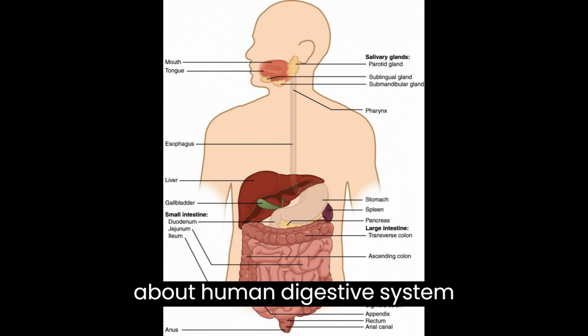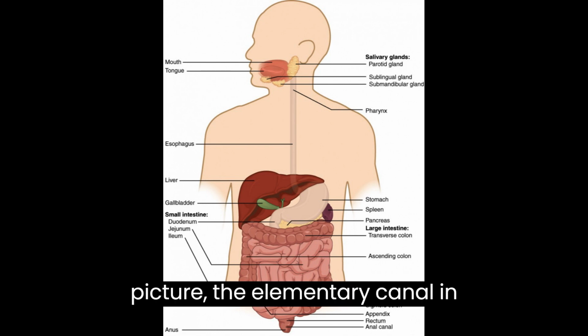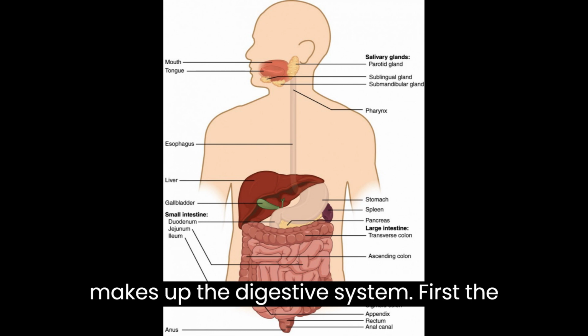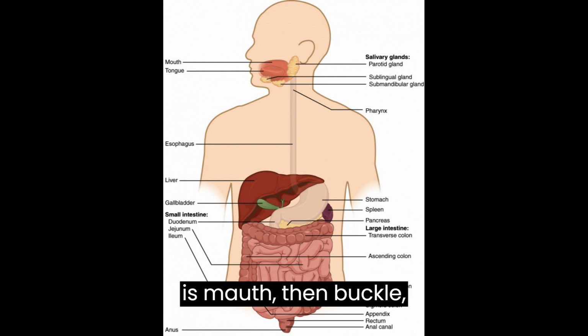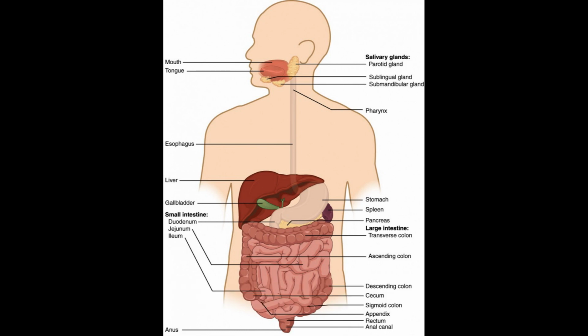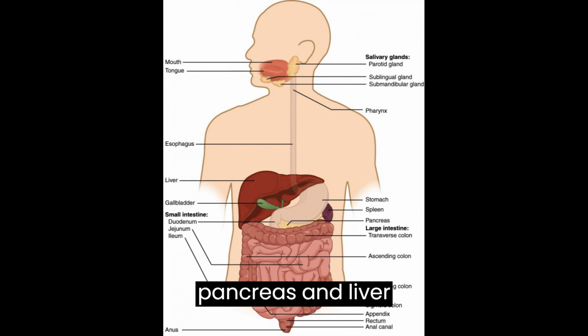Today we will learn about the human digestive system. As you can see in the picture, the alimentary canal in association with the accessory glands makes up the digestive system. First, the parts of the alimentary canal: mouth, buccal cavity, pharynx, esophagus, stomach, small intestine and large intestine. The accessory glands are the salivary glands, pancreas and liver.